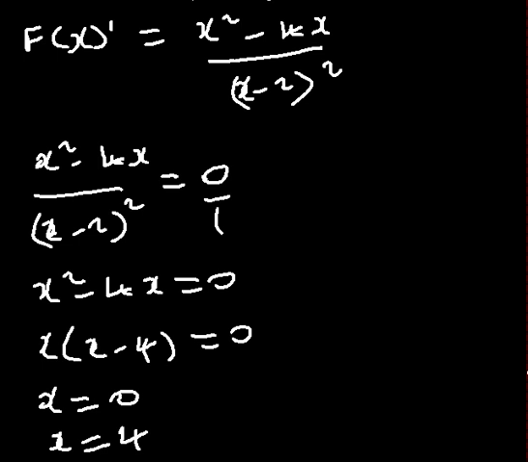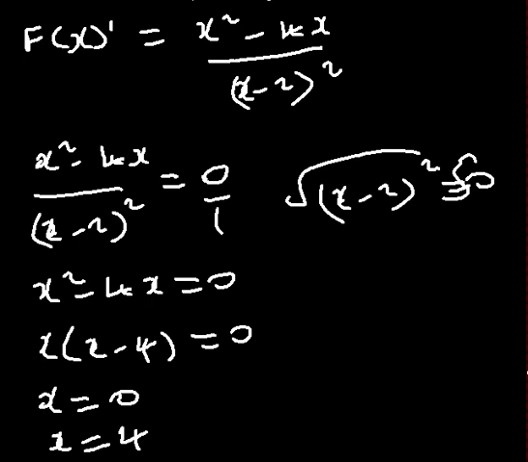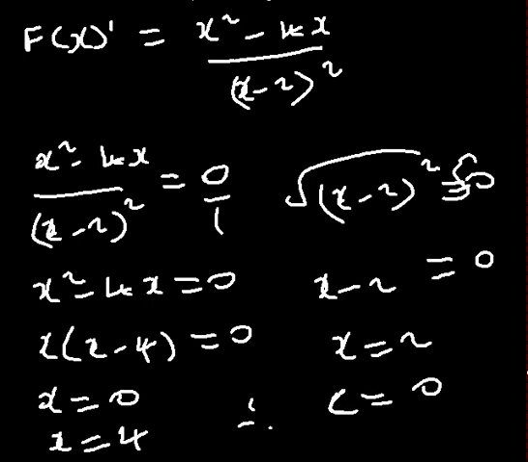And we should also do the same for the denominator. We have (x minus 2) squared equal to 0, and we still introduce a square root on both sides. What it does is that we have x minus 2 equal to 0, and therefore x is equal to 2. And the critical values are given as 0, 2, and 4. So that's the basic idea behind that one.